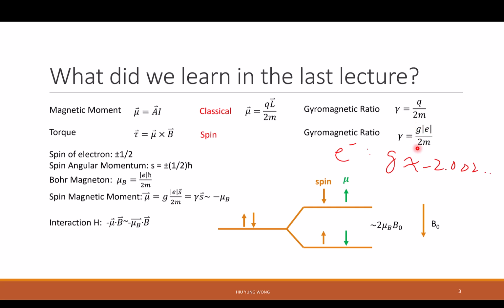So the gyromagnetic ratio for the electron, between the electron spin angular momentum and spin magnetic moment, is e divided by m, instead of e divided by 2m. So people sometimes would tell you that the gyromagnetic ratio for the spin is like 2 times larger than the classical one. That is what you need. Now, if you can follow this, that would be great.